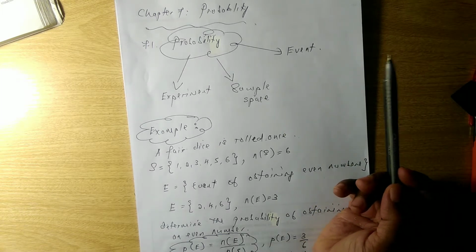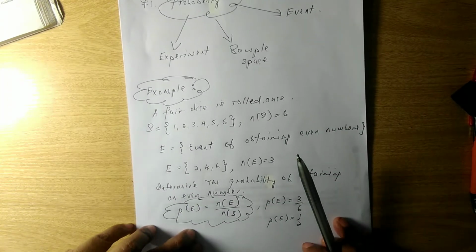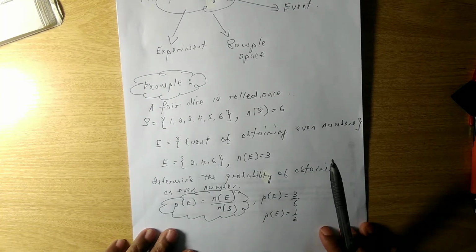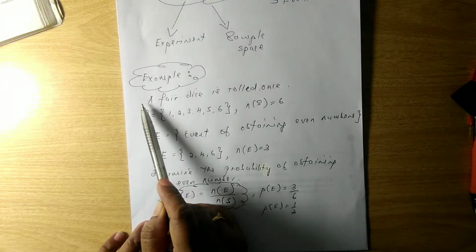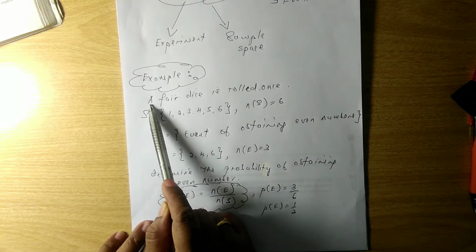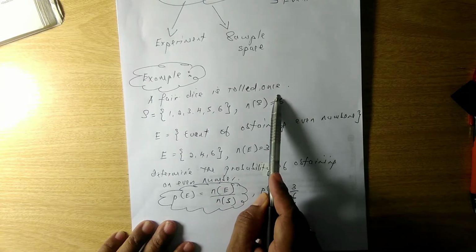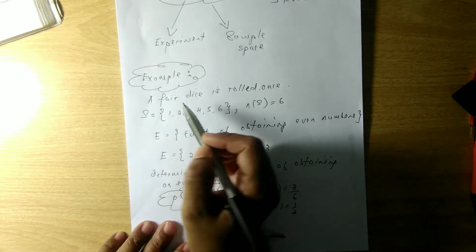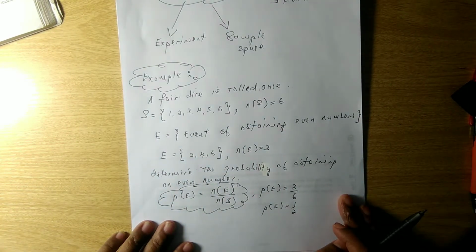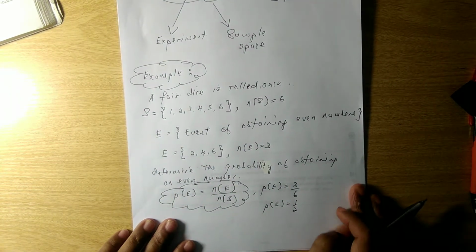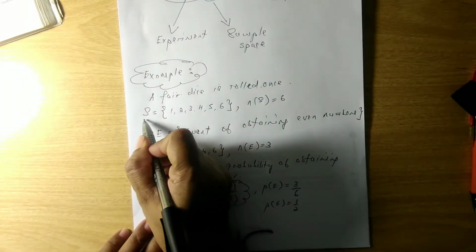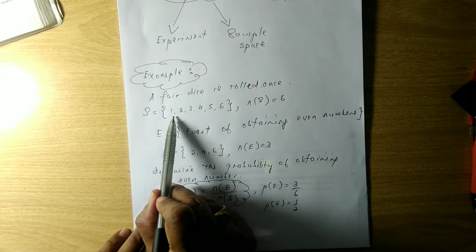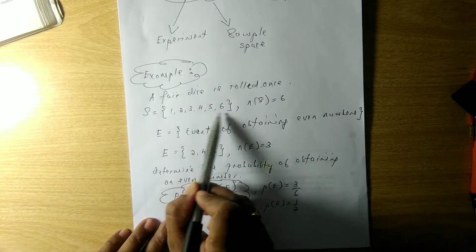Now let's say our scenario here is a fair dice is rolled once. Usually we use the word fair. Fair means your dice is not biased. Your sample space is normally denoted with a capital S, with braces. These are your possible outcomes: 1, 2, 3, 4, 5, and 6. These are the outcomes that you might get when you roll a dice.